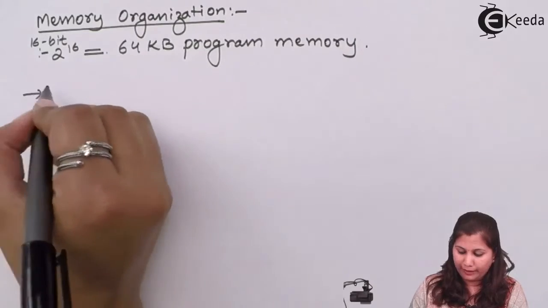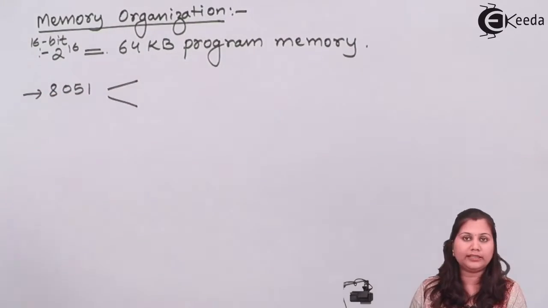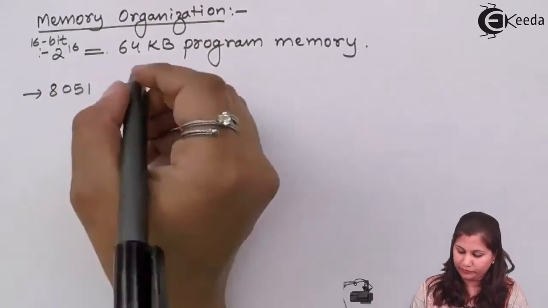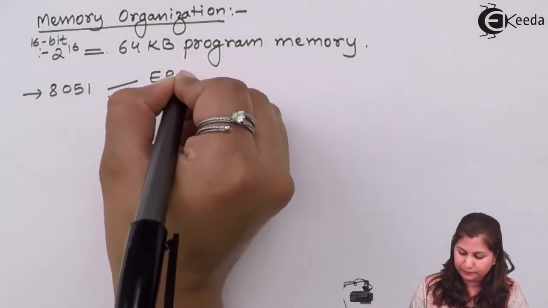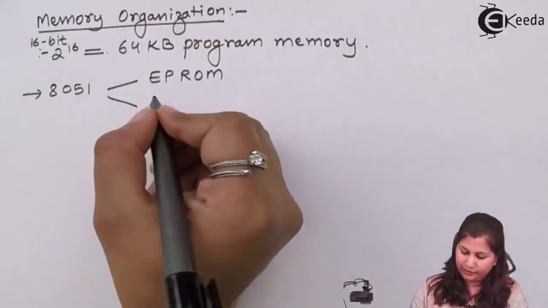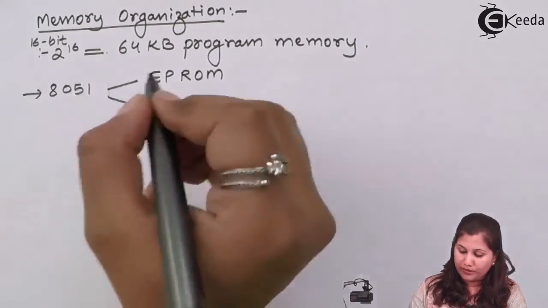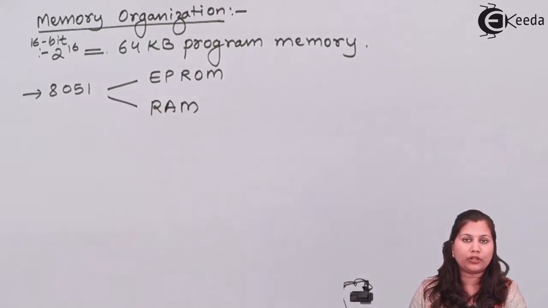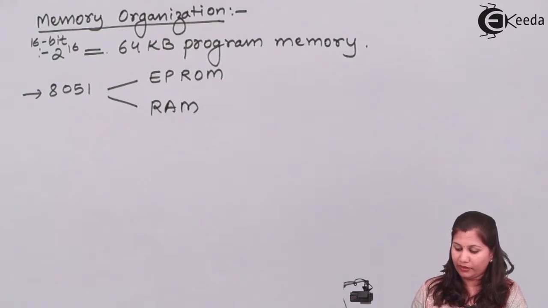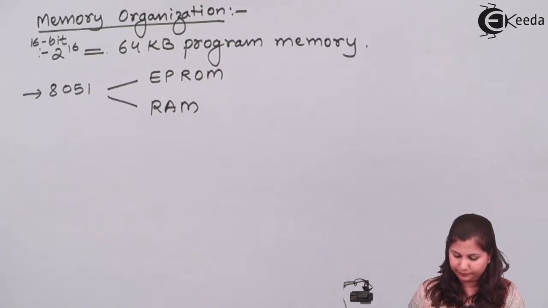Now microcontroller 8051 requires both the RAM and the ROM, that is EPROM, okay, and RAM also is required. Now ROM is required for the permanent storage of the programs and the data, whereas RAM is required for the temporary storage of the data and the programs.